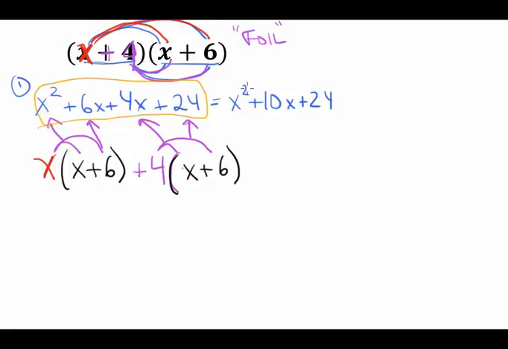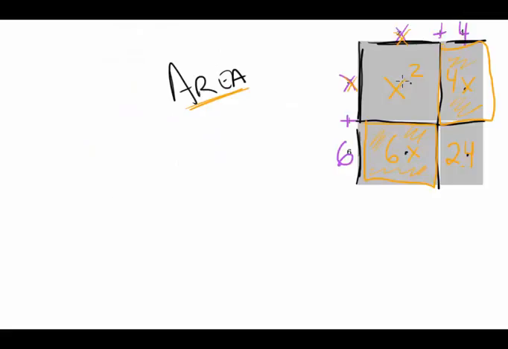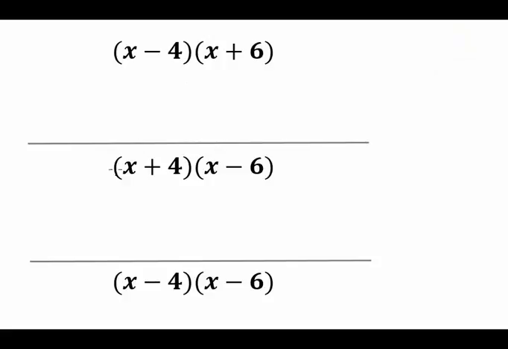So these are three different ways of viewing why, when we multiply two binomials, we really need to make sense of four different terms. All right, so let's keep going and do a couple more examples. x minus 4 times x plus 6.